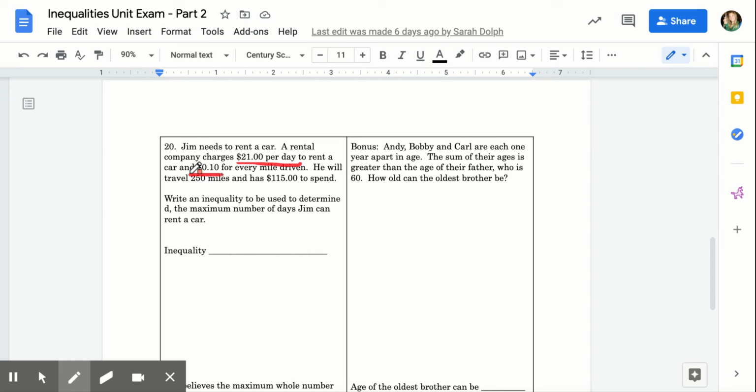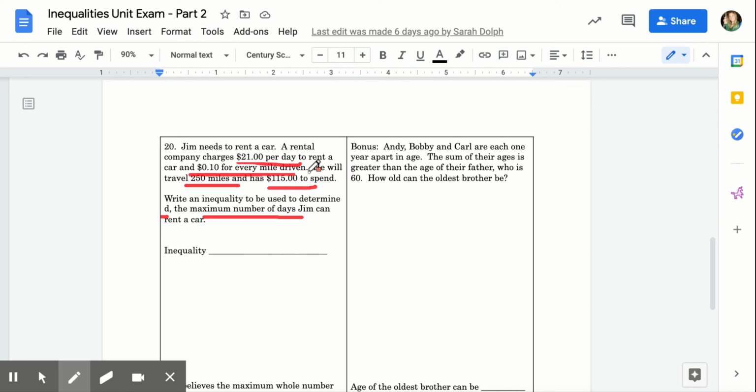And 10 cents for every mile driven. He will travel 250 miles and has $115 to spend. Write an inequality to be used to determine D, the maximum number of days Jim can rent a car. So we want to know how many days. 21 is the number that goes with our variable D for days.